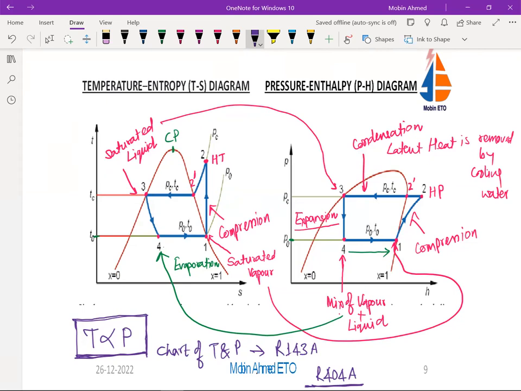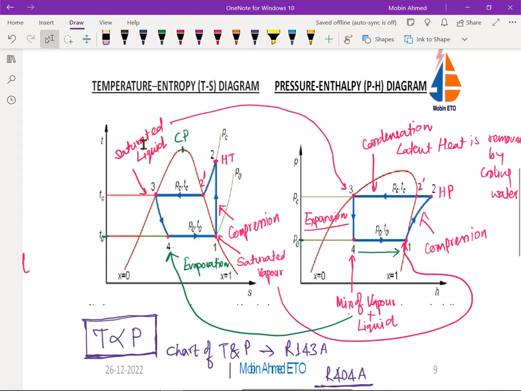If you know any one of them, the second one you can calculate from the chart. Now, why was it important to tell you this? So you can understand: if I say saturated liquid, saturated vapor, or a mix of vapor and liquid, now you understand. That is my main motto in telling you about this.